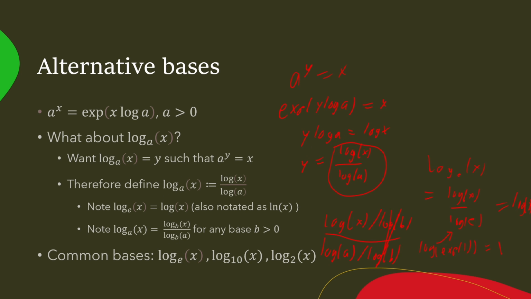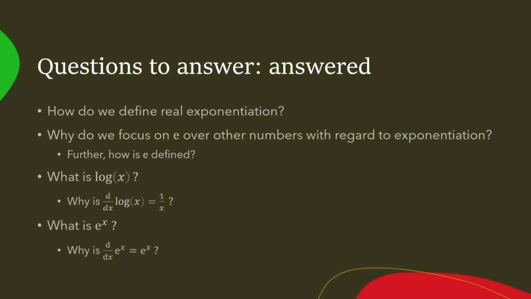Now let's go on to summarize what we've done in this video up to this point. At the beginning of this video, we gave a list of questions that we wanted to have answered by the end of the video. Well, here we are at the end, and we are able to answer each of these questions now. So just to remind us of what this list was: first, how do we define real exponentiation? Then why do we focus on e over other numbers regarding exponentiation? And then what is the log function, and what is e to the x, and why do they have the derivatives they do, amongst other things?